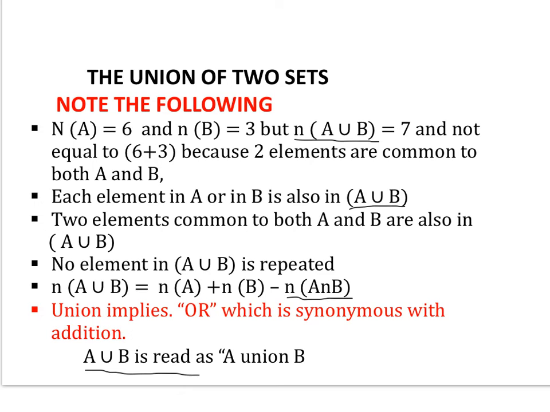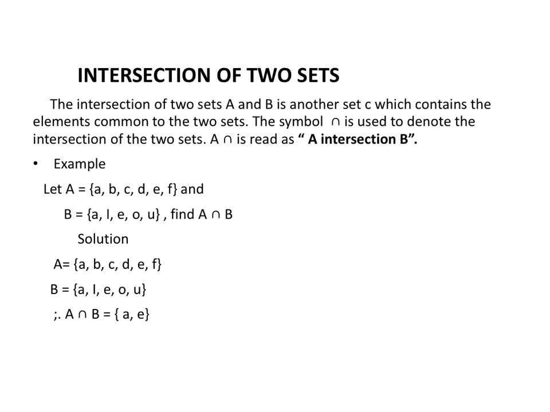A∪B is read as A union B. Intersection of two sets. The intersection of two sets A and B is another set, C, which contains the elements common to the two sets. I read it again. The intersection of two sets A and B is another set, C, and this C contains elements that are common to the two sets.